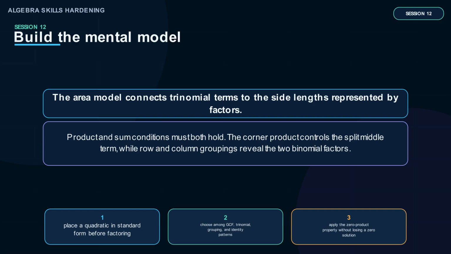The key distinction is this. Place a quadratic in standard form before factoring. Then connect it to the second goal. Choose among GCF, trinomial, grouping, and identity patterns. Correct methods begin with correct interpretation. When a problem looks different, look for the same mathematical structure instead of an identical example. That transfer makes the skill durable.